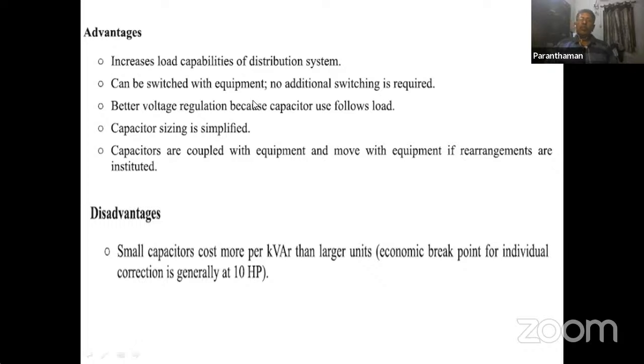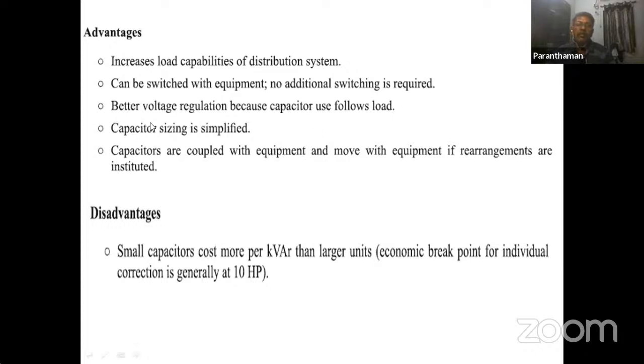For example, we may have several motors in the factory, and each motor is fitted with one small capacitor, instead of having one big capacitor at the mains end. What are the advantages, sir? It will improve the capability of the system. It is an obvious result.